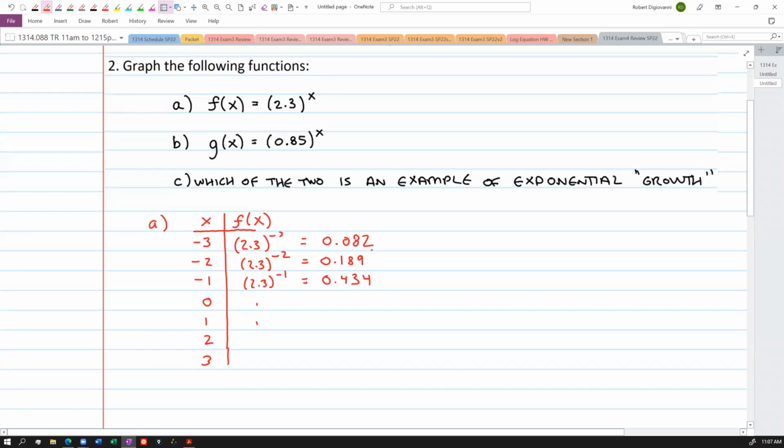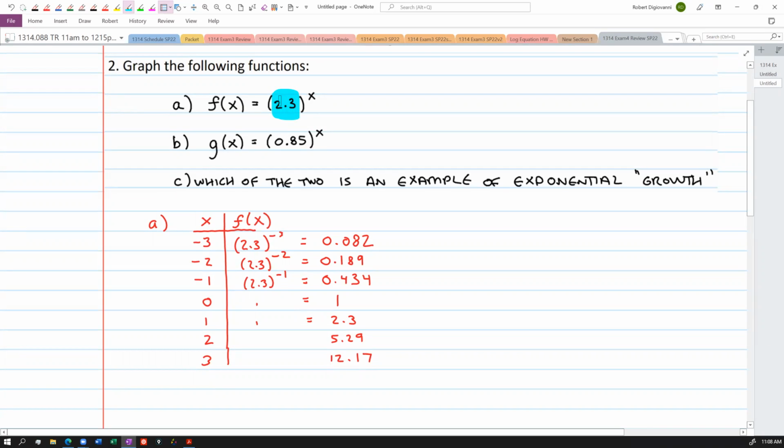0.434, something like that. Any number raised to the 0 is 1. And then 2.3 to the first power is 2.3. Square it, 5.29. And cube it, and we get 12.17 all around it. Okay, so that's what you should get, right? Now, as far as graphing it, I want you to pay attention to the fact that the base of the exponential function here is 2.3.